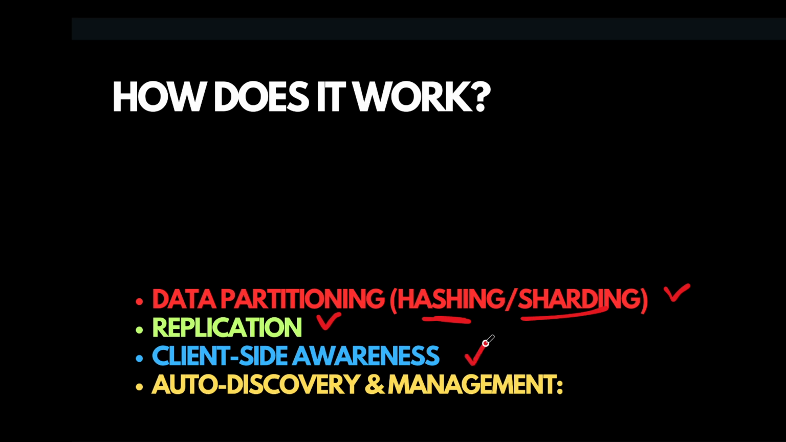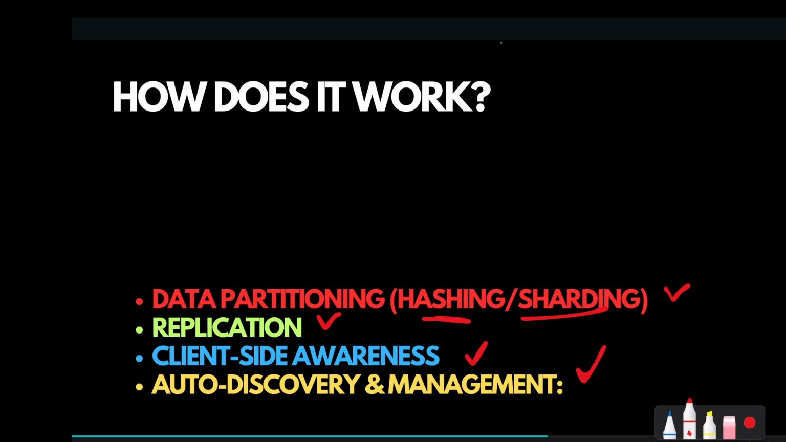Number three, client-side awareness. Distributed cache client libraries are smart. They understand the cluster topology and can directly route a request for a specific key to the correct node that holds that data or its replica. This avoids needing a central proxy, reducing latency.